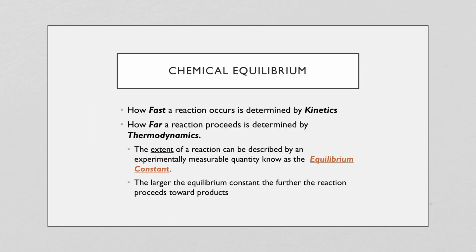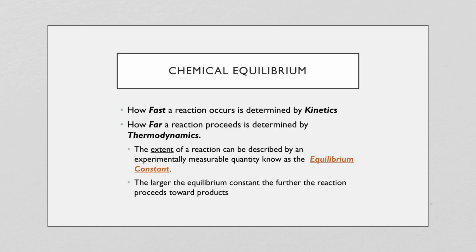So, in previous chapters, we've talked about how fast a reaction occurs, right? This is what we talk about when we talk about kinetics, the speed of a reaction. And now we're going to look at not how fast it happens, but how far the reaction proceeds. And this is determined by the thermodynamics of the reaction.